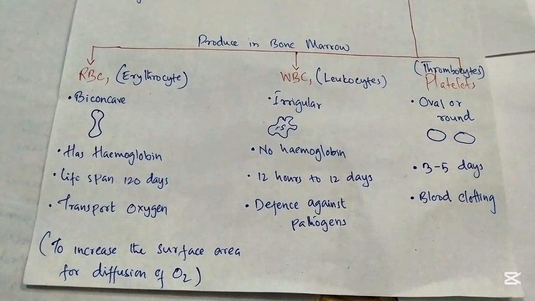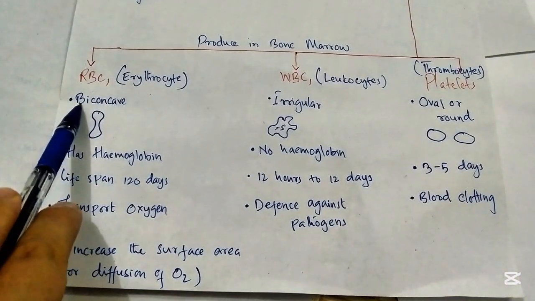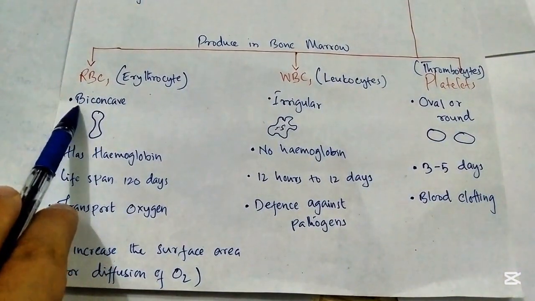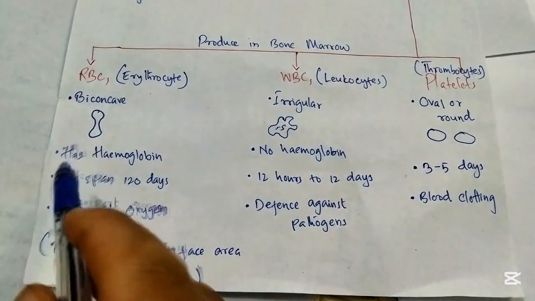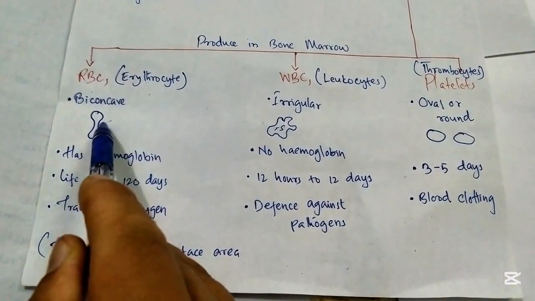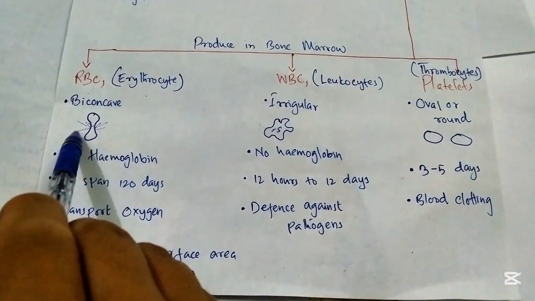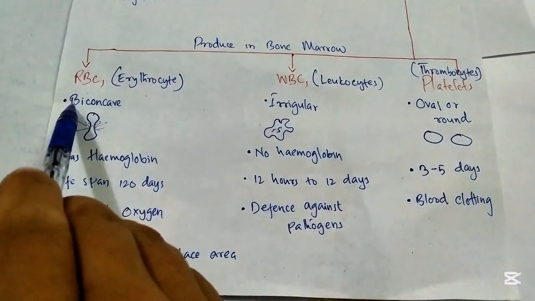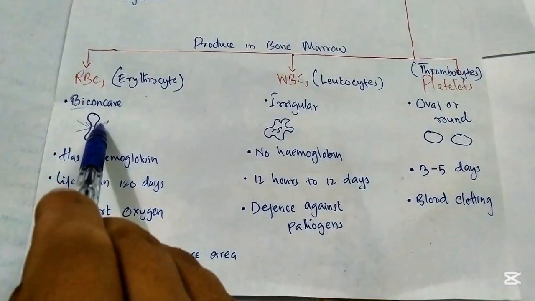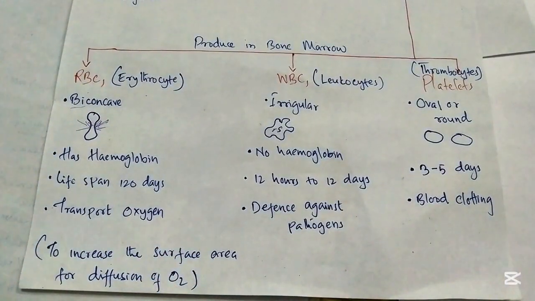So firstly, red blood cells. The red blood cell has a biconcave shape. Bi means two, so it is caved in on both sides. The shape of the red blood cell is biconcave. This is the adaptation of red blood cells to increase the surface area for diffusion of oxygen.